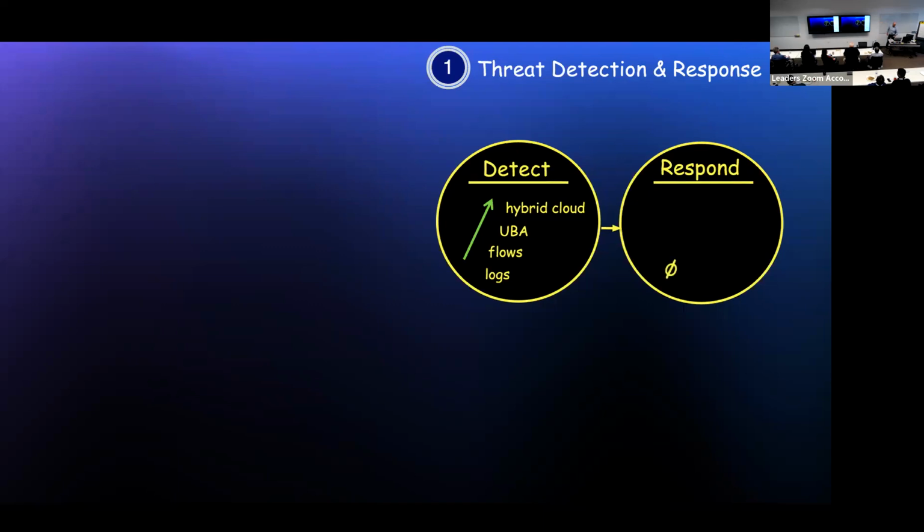And on the response side, I have null set. A lot of companies today don't have an effective incident playbook. They usually start writing their playbooks when the incident first comes in. So I put null set. This is where a lot of companies start from.